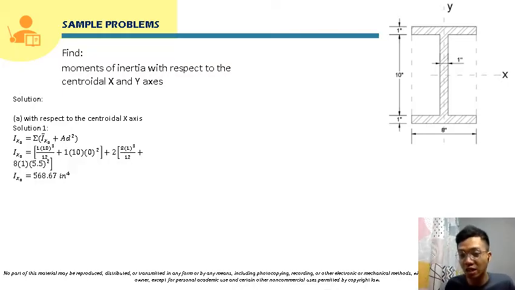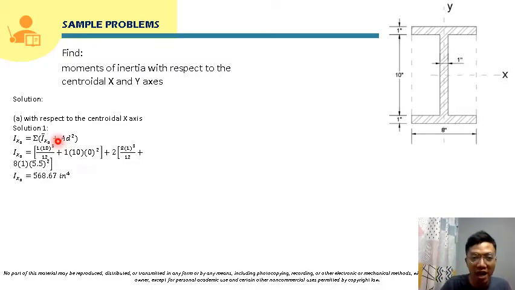So take note that the unit for moment of inertia is unit to the fourth. Since we have here area times distance squared, area is unit squared, and distance squared, so that will be unit to the fourth, diba? Also for this, this is BH cube, right? B is the base, and H cube. So that will become unit to the fourth. So again, the unit for moment of inertia is unit to the fourth.